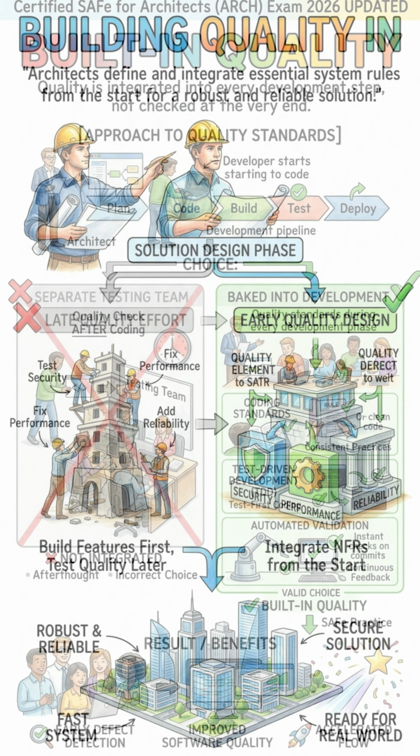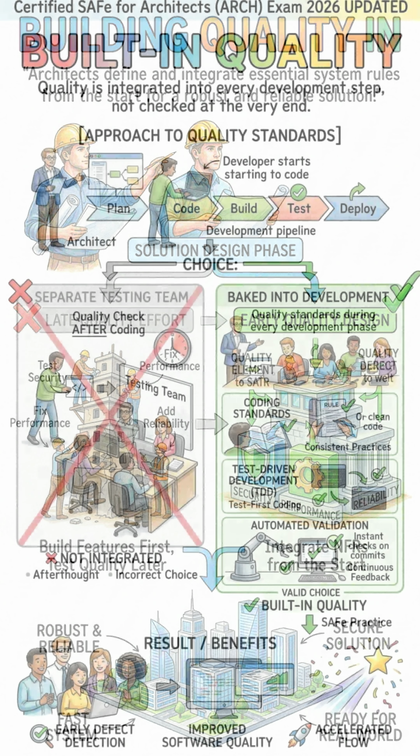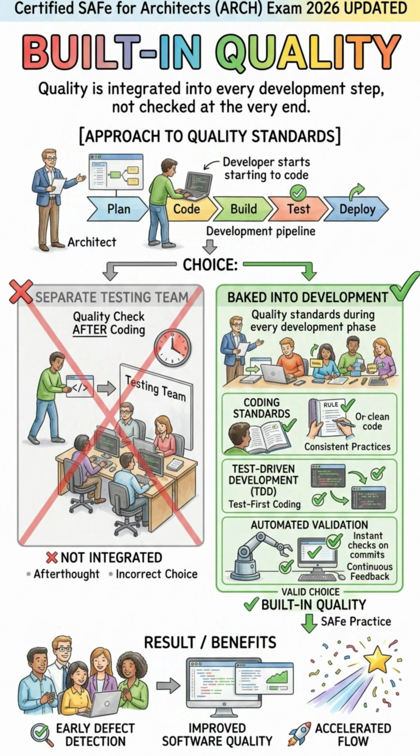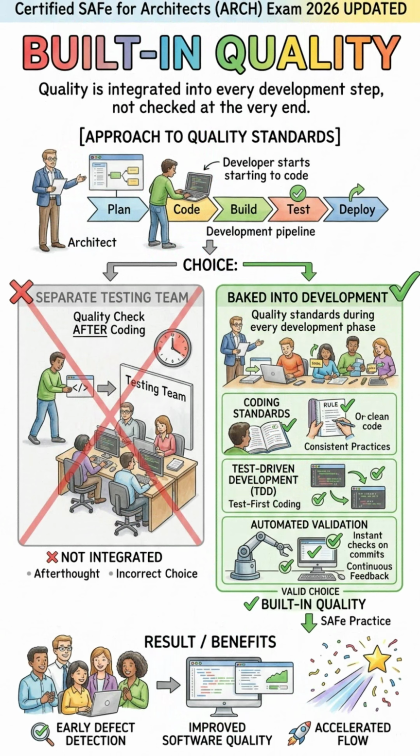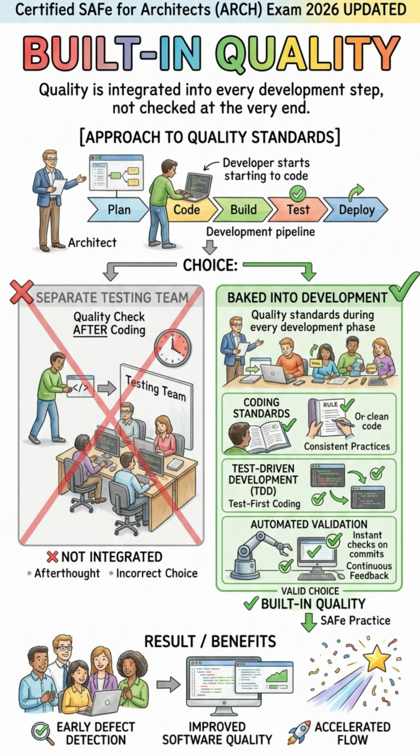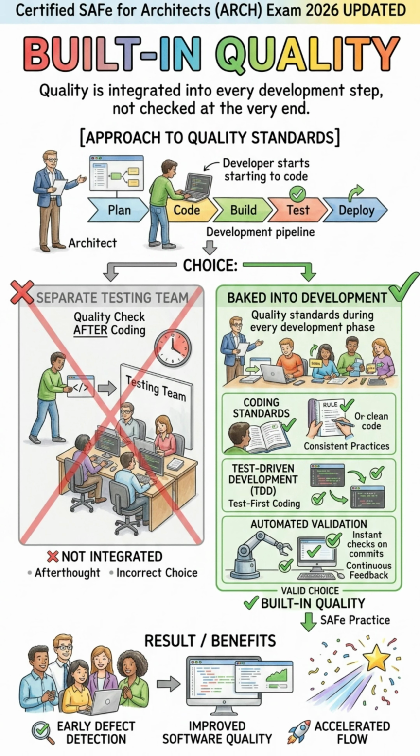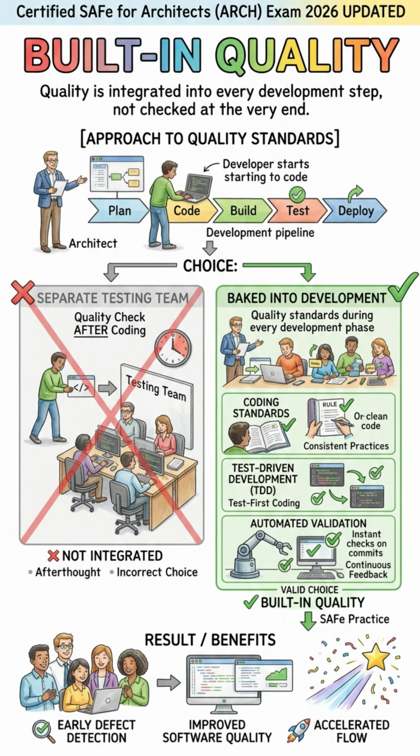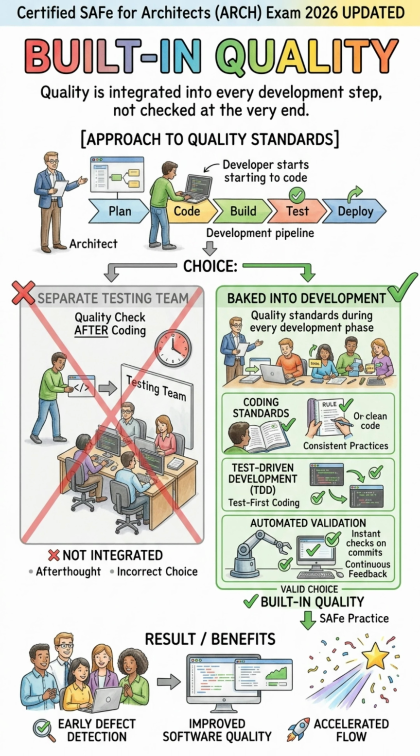The concept of built-in quality is a core value in the scaled Agile framework. It means that quality is not an afterthought handled by a separate testing team right before a release. Instead, as an architect, you must ensure that quality standards are baked into every step of the development process. You do this by establishing clear coding standards, promoting test-driven development, and ensuring the architecture naturally supports automated validation.